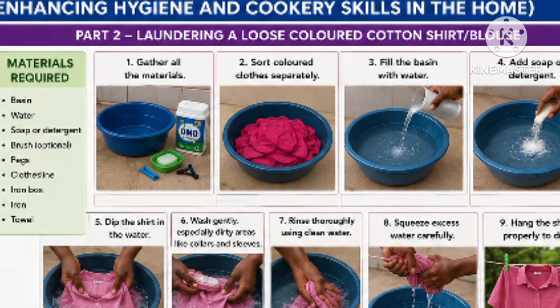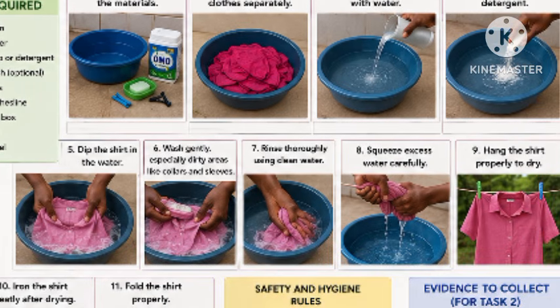This is the step-by-step laundry procedure you can follow. Step 1, collect all the materials needed. Step 2, sort colored clothes separately from white clothes. Step 3, fill the basin with clean water. Step 4, add soap or detergent. Step 5, dip the shirt into the water. Step 6, wash gently, especially dirty areas.